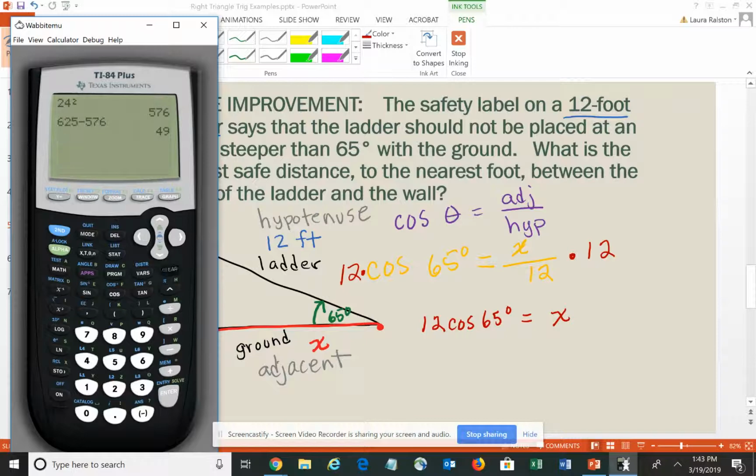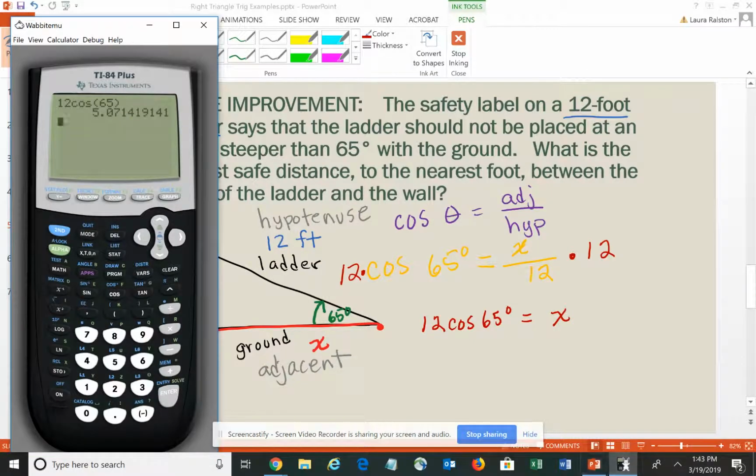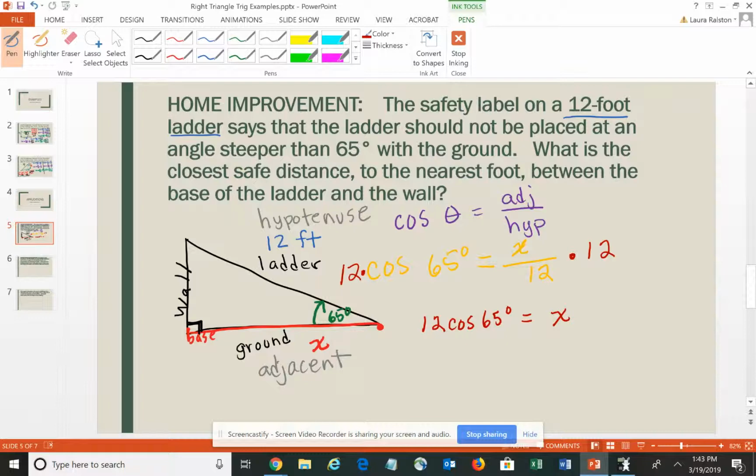So I'm going to type pretty much what I have written here. 12 cosine, and then I'm going to enter the angle. And again, you got to have it in degree mode or you'll get the wrong answer. And I'm going to press enter. And so it gives me a value of x equals 5.07 if we round to 2 places.